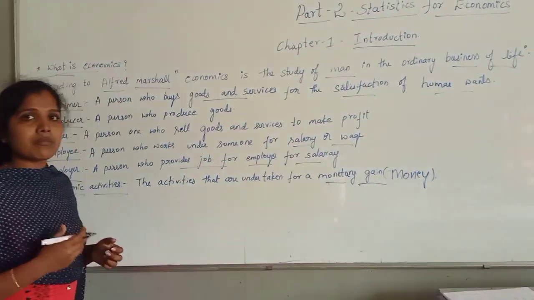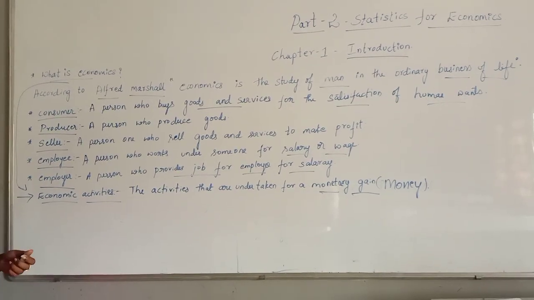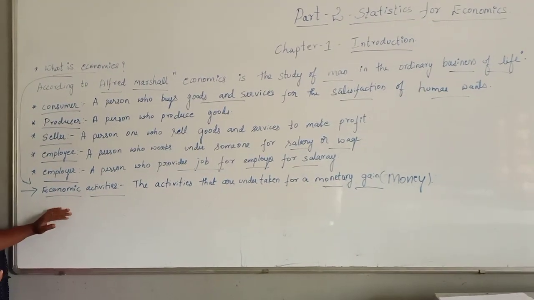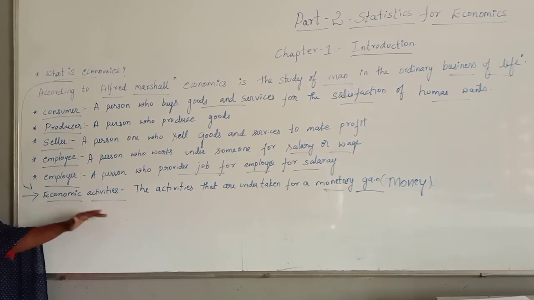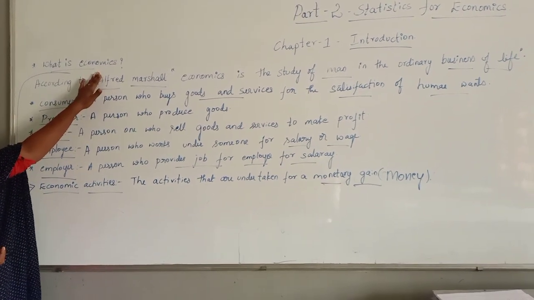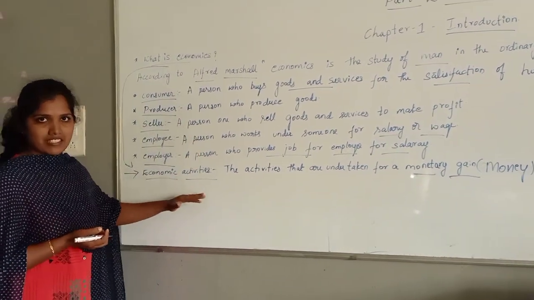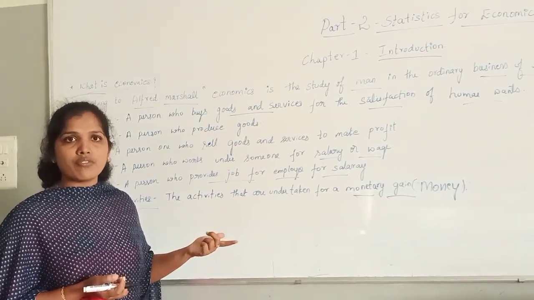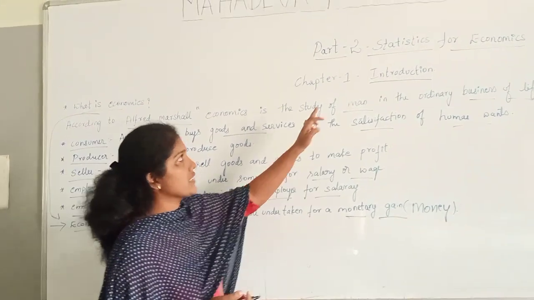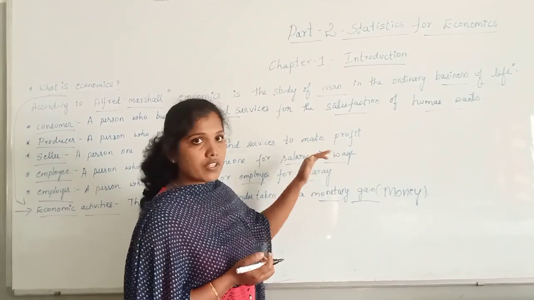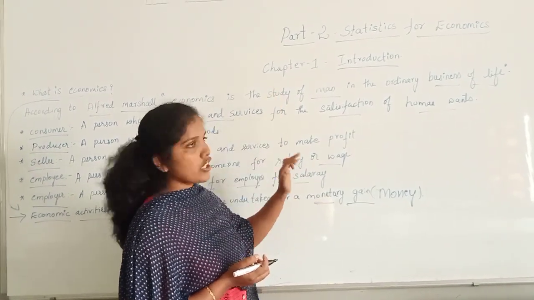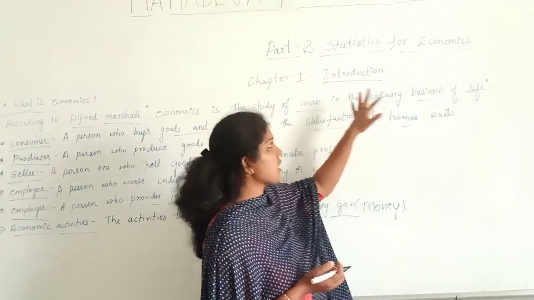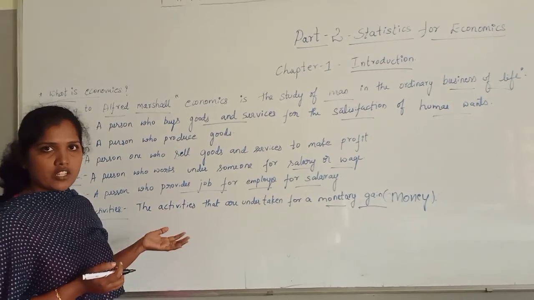Okay, so the money, or what we represent in terms of money, is known as monetary gain. The study of all the economic activities is known as economics, and to represent these activities in terms of numbers, or in terms of tables, we will use statistics. That's why we will learn, in our economics, part 2, statistics for economics. So this is about the introduction of economics.